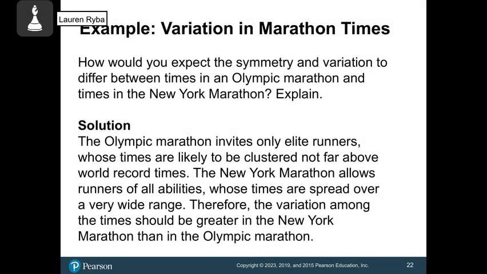So how would you expect the symmetry and variation to differ between times in an Olympic marathon and the times in a New York marathon? Well, the Olympic marathon is going to pick the most elite athletes that we have. So all of their times are probably going to be really close to each other. So there's going to be a lot less spread or a lot less variation when it comes to the Olympic marathon, versus a New York Marathon where anybody can sign up to do it. You're going to have some really fast runners that maybe finish in 3 hours and some odd minutes. And then you're going to have the people where it takes 8 hours for them to finish the marathon. So the variation for the less trained or wider range of trained athletes is clearly going to be larger than those with Olympic training ability.